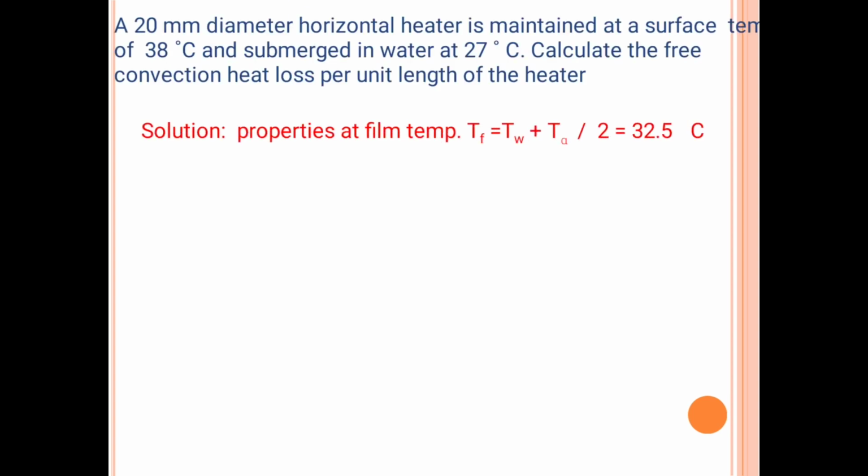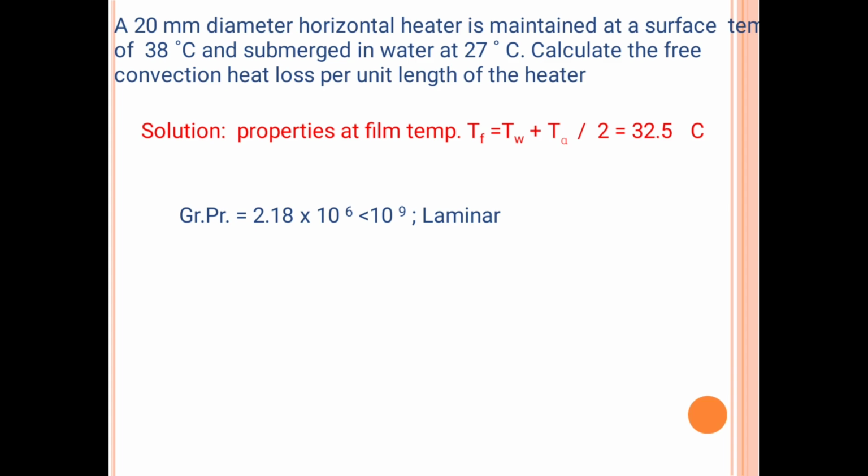Next problem. A 20 mm diameter horizontal heater is maintained at a temperature of 38 degrees Celsius and is submerged in water at 77 degrees Celsius. Calculate the free convection heat loss per unit length of the heater. First of all, we will find the film temperature. So Tf is equal to Tw plus T infinity divided by 2.